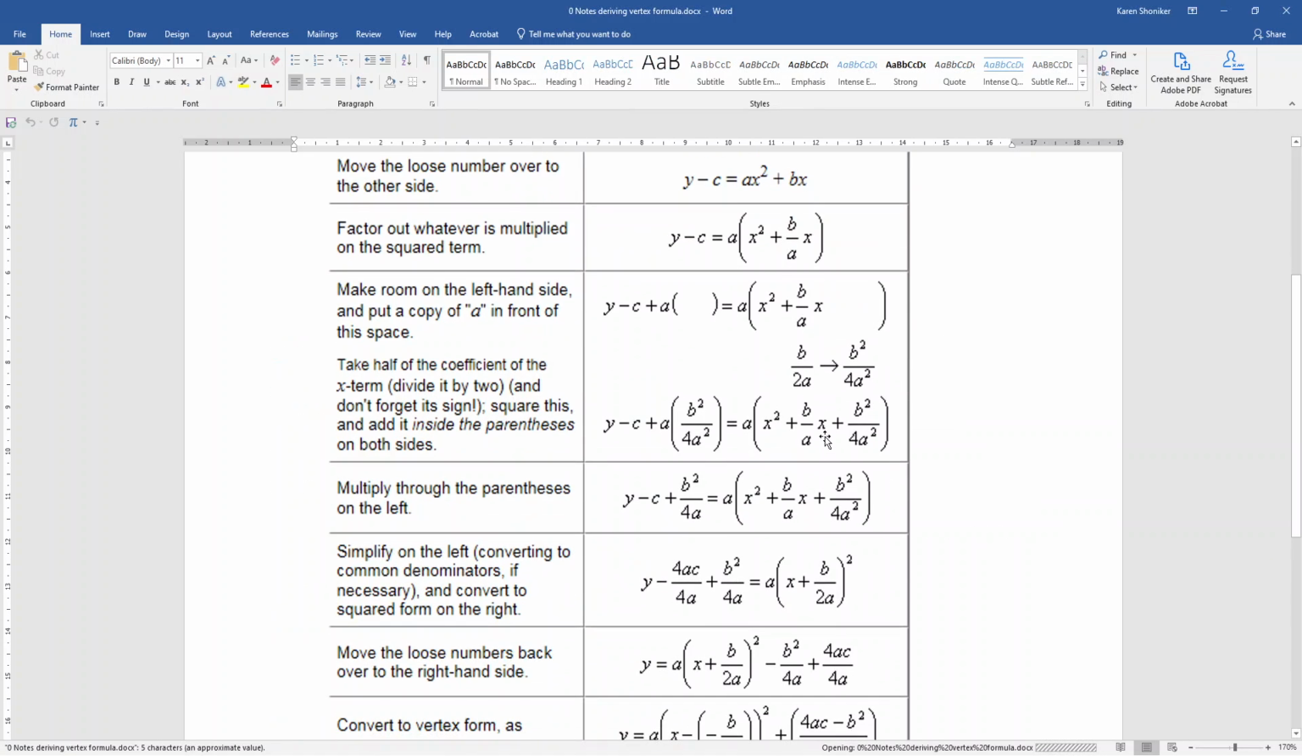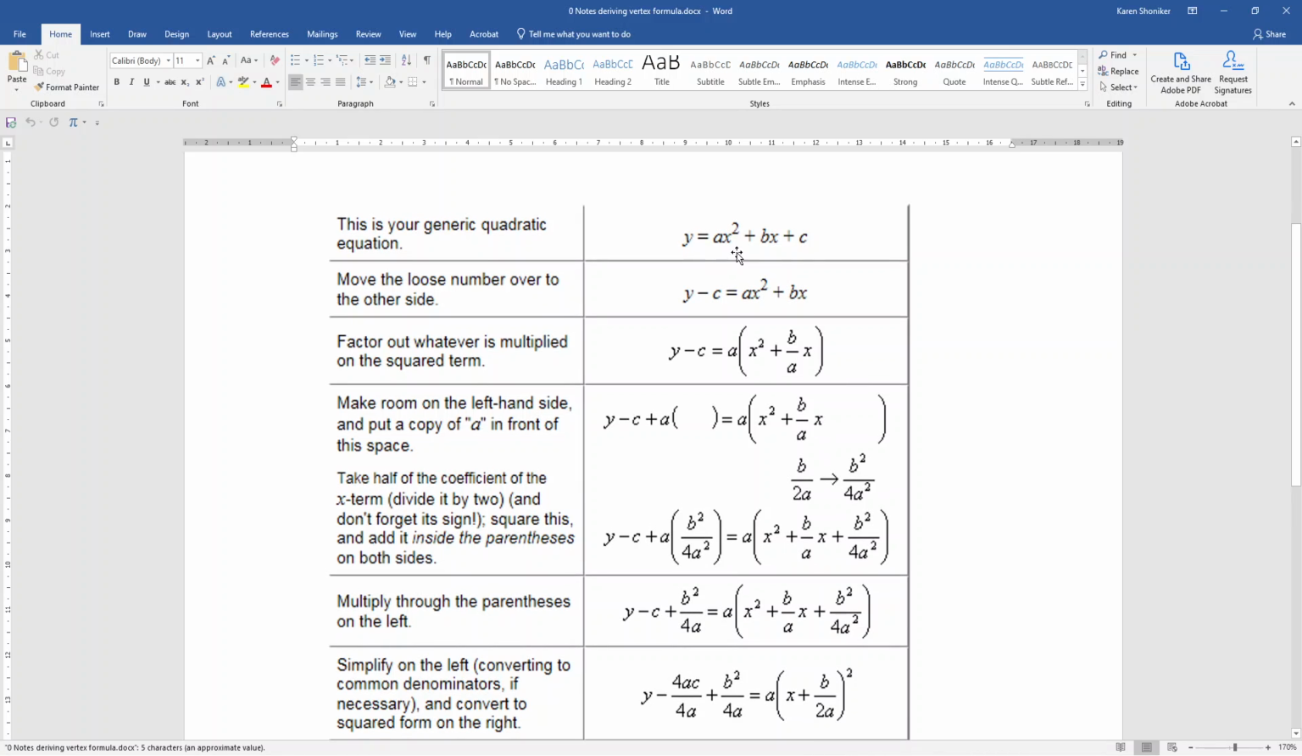Okay, so look at what they did. They took y equals ax squared plus bx plus c, and they completed the square. They took the c out of the way while completing the square. They factored out the a from the x squared and the x term, and then they took half the middle term, squared it, and added it to both sides, multiplied by the a.